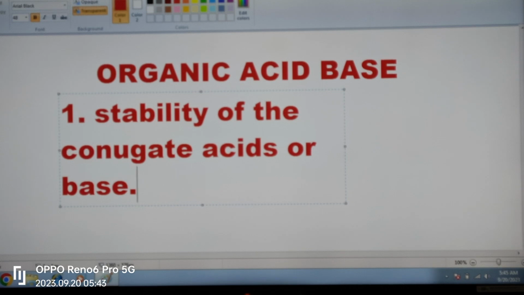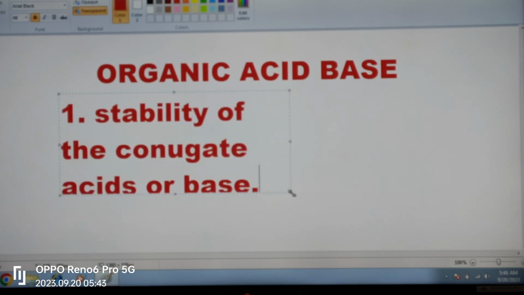So first, you have to know the conjugate base of the organic acids. What is the conjugate base of an organic acid? If you eliminate one proton from an organic acid or any other acid, that will be the conjugate base of the corresponding acid. So the higher the stability of the conjugate base, the higher the acidity. This is the main point for explaining the relative acidity of organic acids.